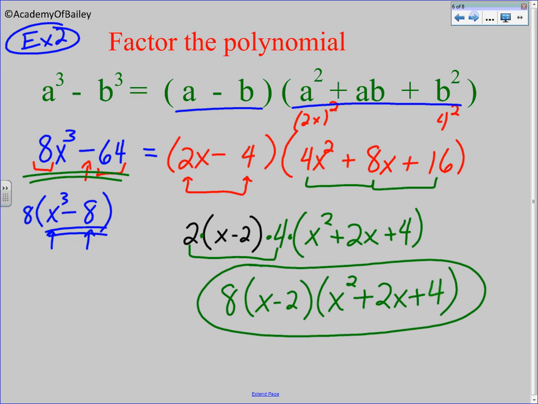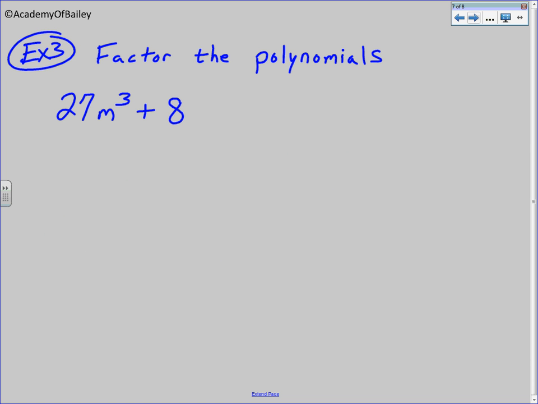But 2 more examples. I'd like you to try these on your own. Here's the first example. Try this one on your own. Hit pause, then watch my solution.